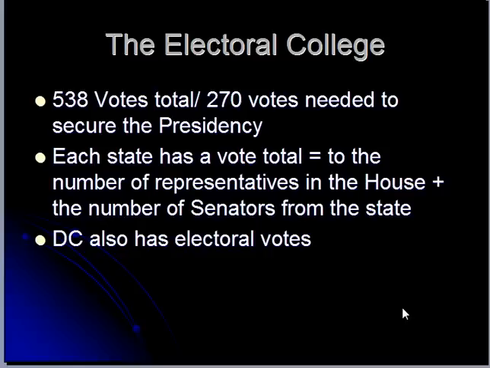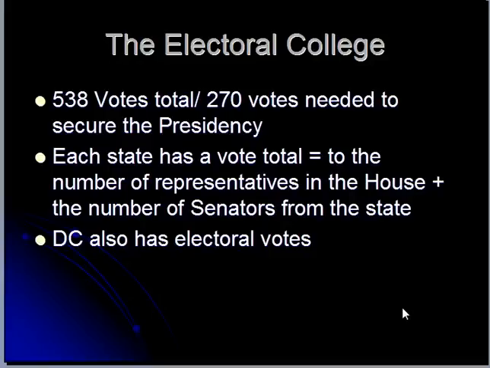First, some basic facts about the Electoral College. There are 538 votes total in the Electoral College. So 538 electors will meet, and they will be the ones who decide the presidency. You need to get 270 of those votes in order to become president.